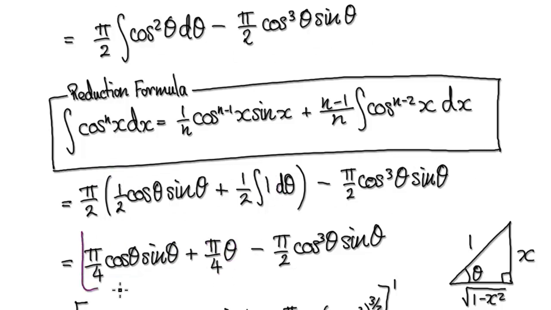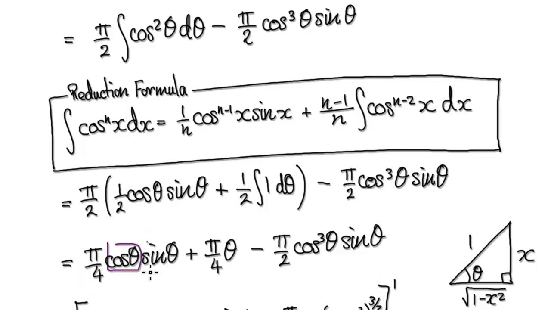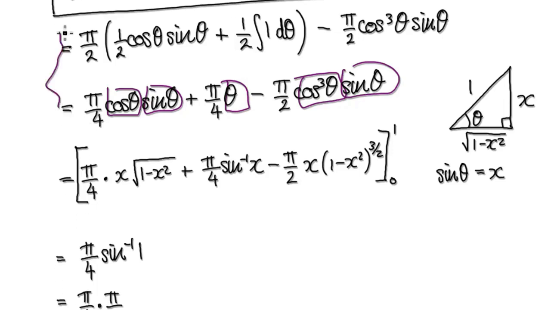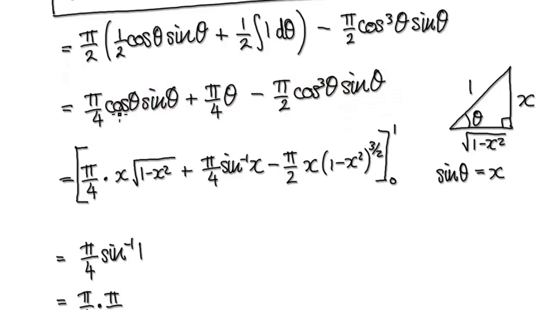So our answer is this, but we don't want the answer in terms of theta. We want everything in terms of x. Here we've got all thetas. So going back to our diagram from above, let's translate everything. Cos theta, this is cos theta here. Cos theta is actually square root of 1 minus x squared. So cos theta is this bit here.